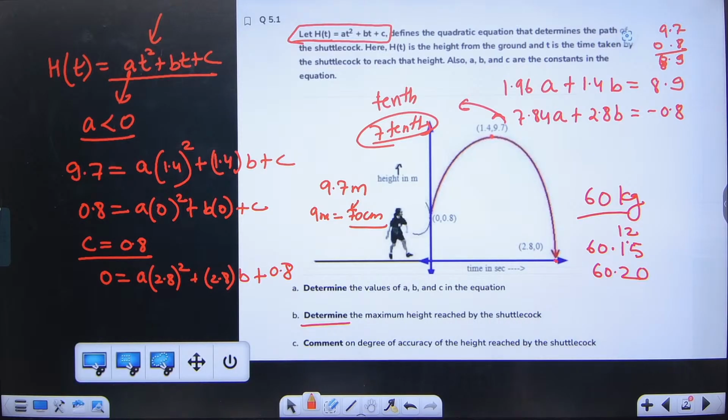Now they are asking you to determine the maximum height reached by the shuttlecock. So it is 9.7 meter. It is already given there. How did they find A, B, and C? So C is already found, 0.8. We need to find A and B. Let us see. Give steps to find A and B.